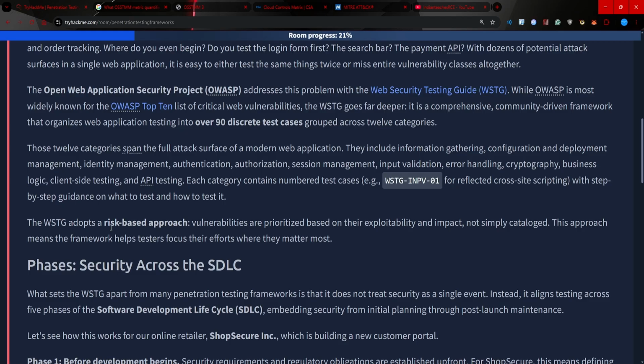The WSTG adopts a risk-based approach. Vulnerabilities are prioritized based on their exploitability and impact, not simply cataloged. This approach means the framework helps testers focus their efforts where they matter most.